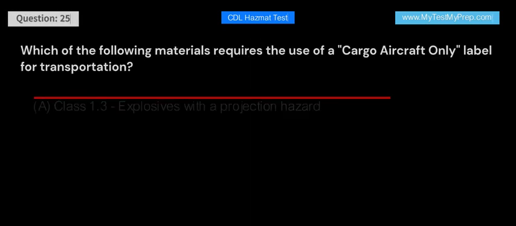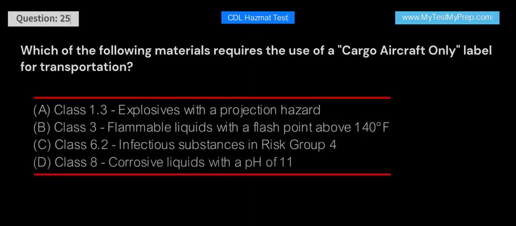Which of the following materials requires the use of a cargo aircraft-only label for transportation? A. Class 1.3 explosives with a projection hazard. B. Class 3 flammable liquids with a flash point above 140 degrees Fahrenheit. C. Class 6.2 infectious substances in risk group 4. D. Class 8 corrosive liquids with a pH of 11.